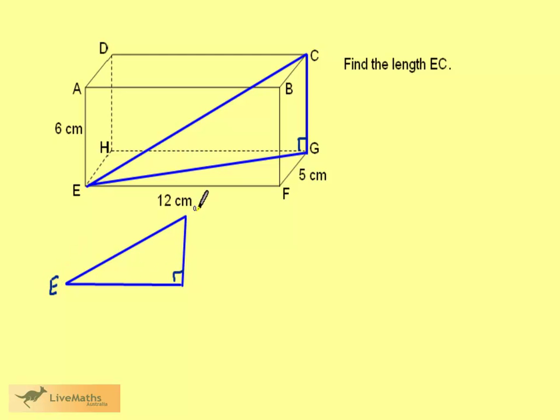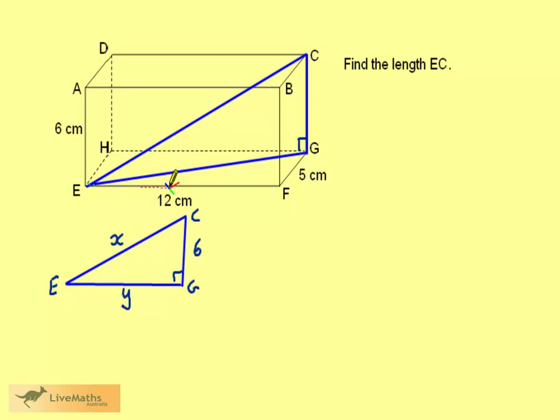Here we have E, C, and G. We're trying to find the length EC, so let's call that X. We know the length CG is 6 centimeters. But we don't know EG, so let's call that Y. Clearly we don't have enough information yet in order to find X. We're first going to need to find Y.